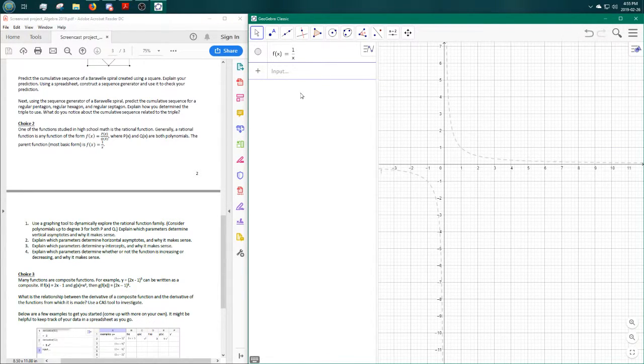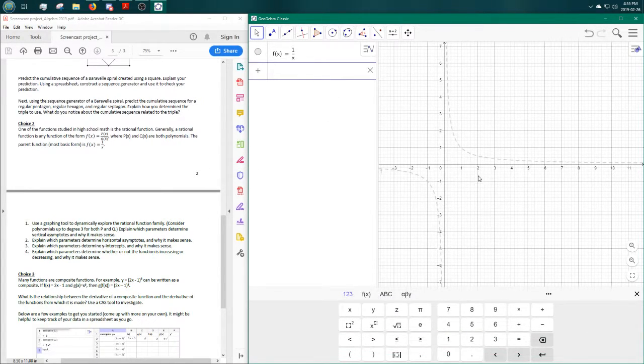Close that. All right, so I'm trying to figure out, for any function of this form, where these two are things in the parent function. So let's take a look. The first question asks: use a graph tool to dynamically explore the rational function family. Consider polynomials up to degree 3 for both p and q. Explain which parameters determine vertical asymptotes and why it makes sense.